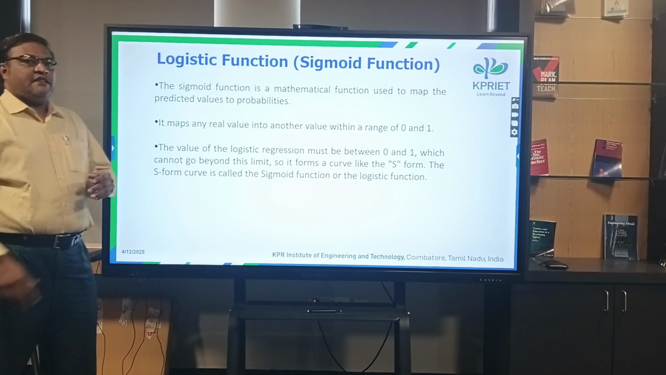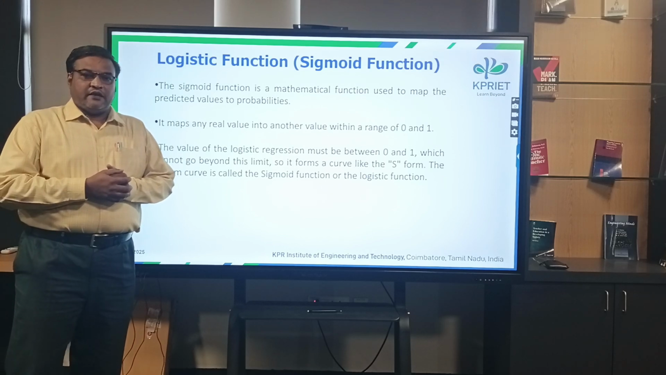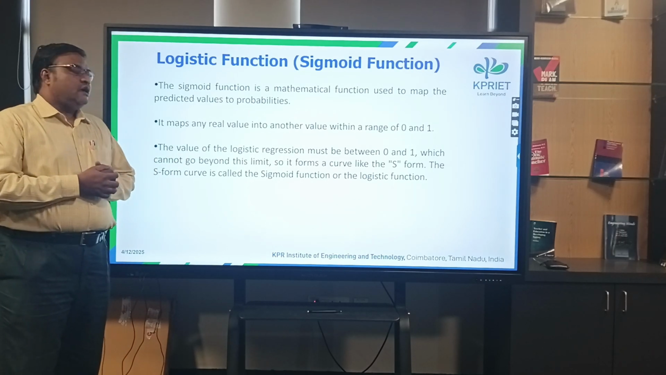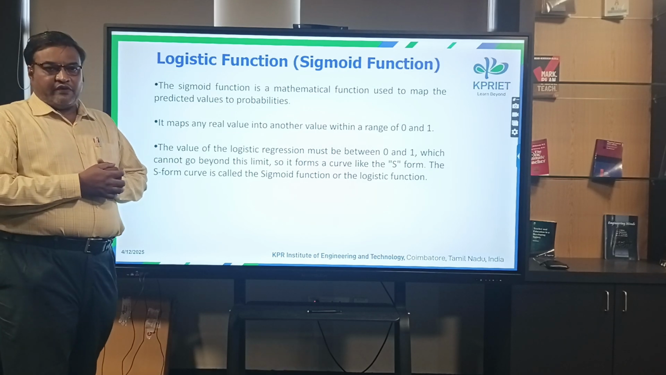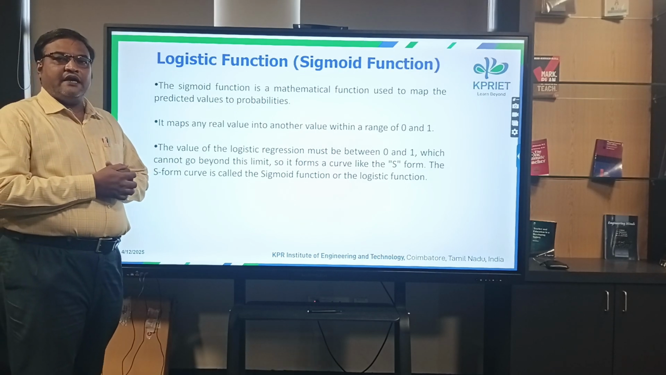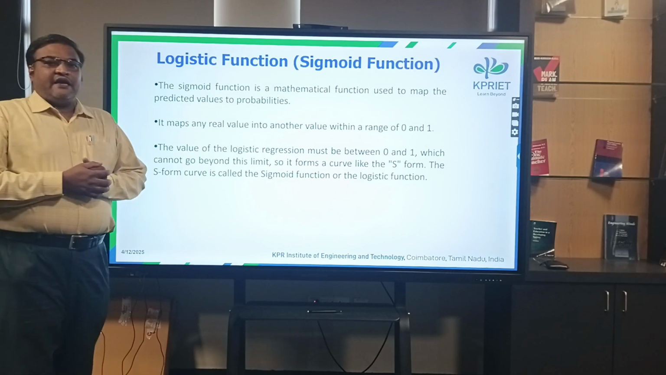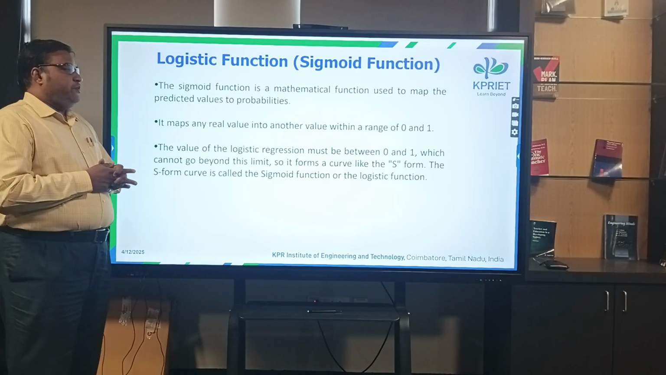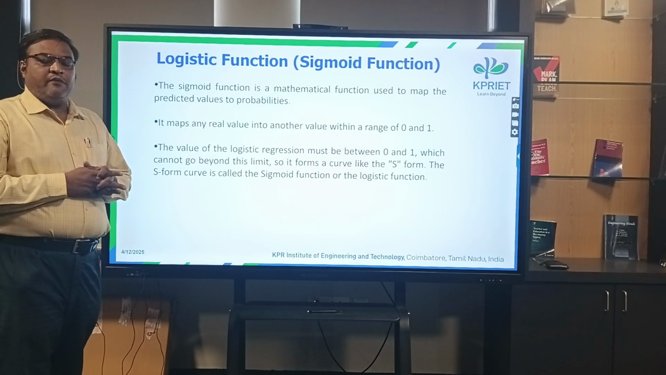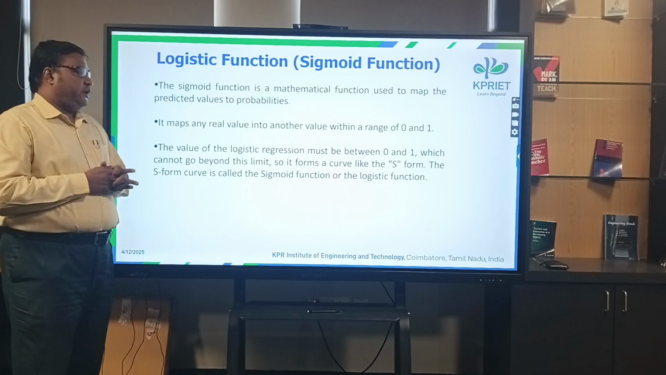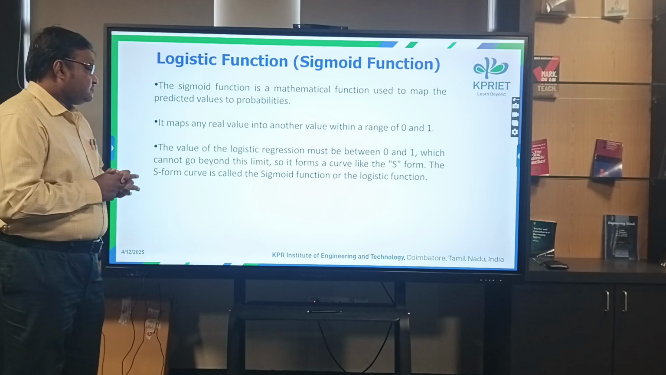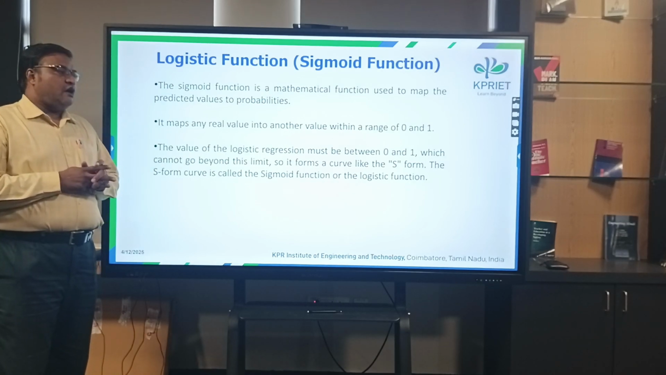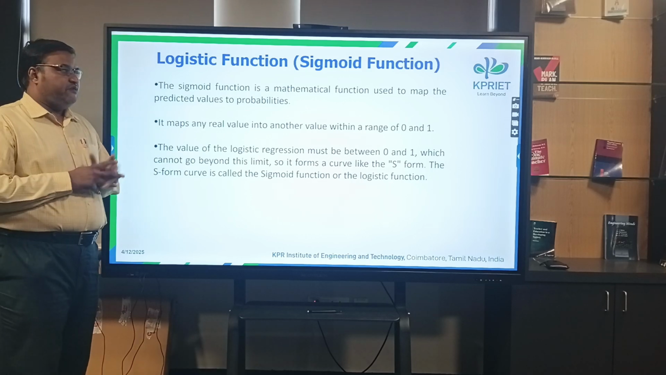What is the mathematical function used in this model? The mathematical function used is called the sigmoid function, which maps the predicted values to probability values. The probability values range only between 0 and 1, and the curve should be in the S shape that we have already seen.